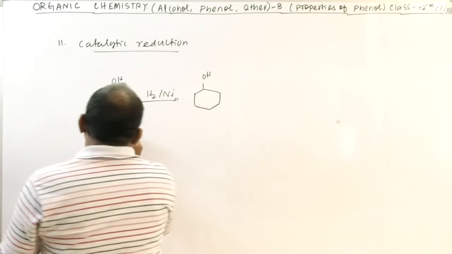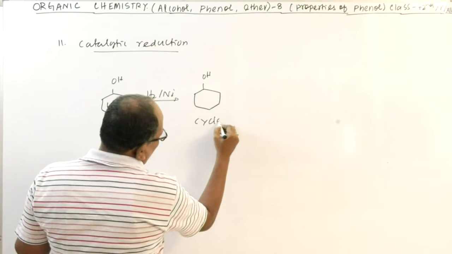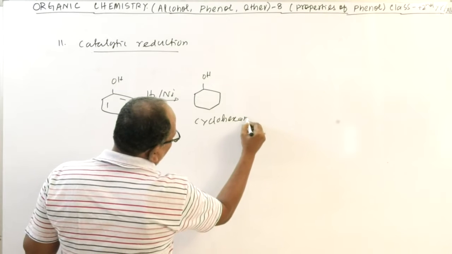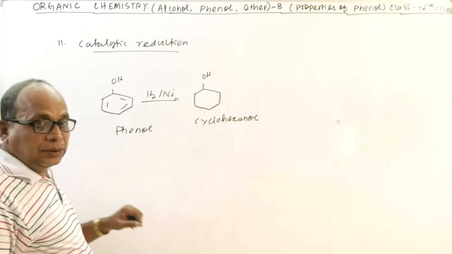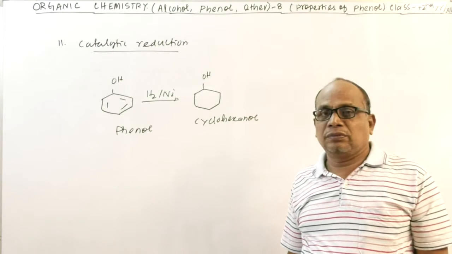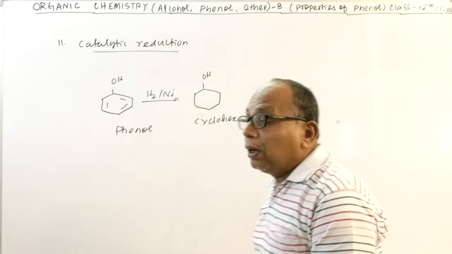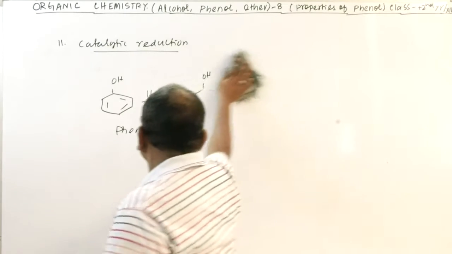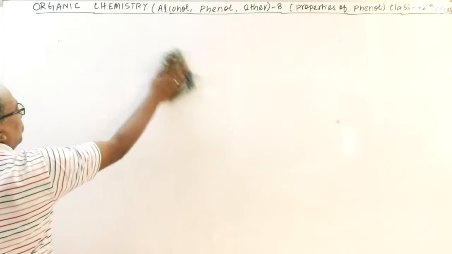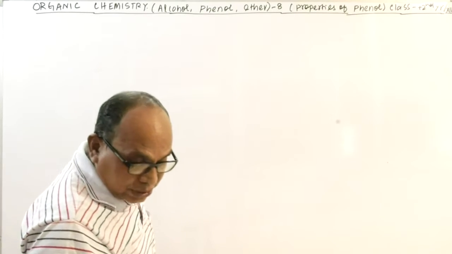This is your phenol, and this is your cyclohexanol. Okay, this is all about the reduction of phenol. Next come to oxidation.